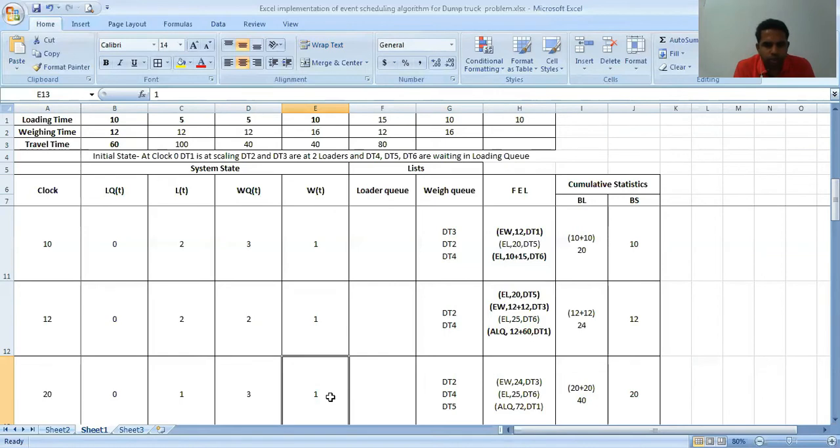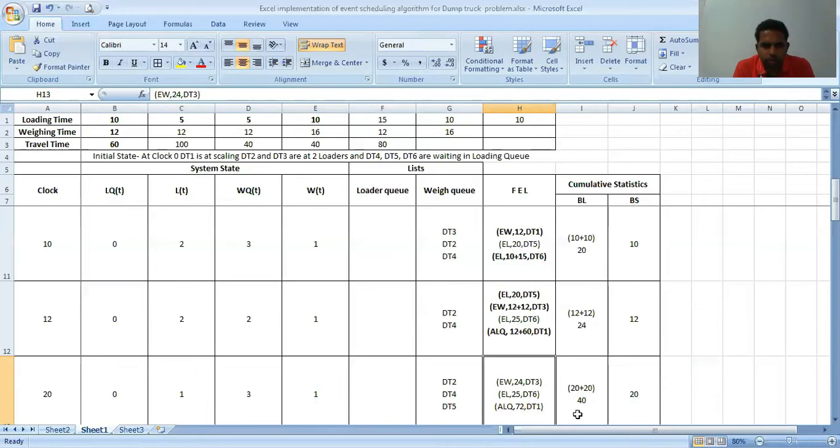No new notice has to be included in the future event list, as we don't have any dump truck in the queue of the loader. We have not changed anything related to loader service and the weighing service. Therefore, we will have only 3 notices: end of weighing of DT3 at clock time 24, end of loading with respect to DT6 at clock time 25, and arrival of DT1 into the loader queue at clock time 72.